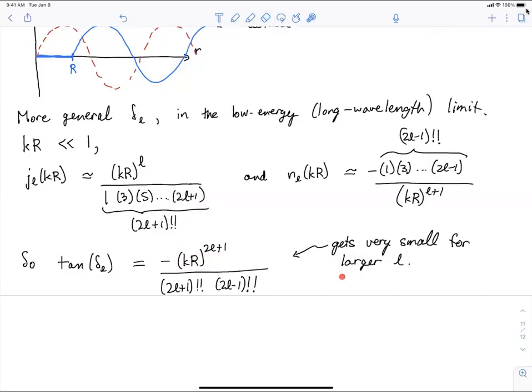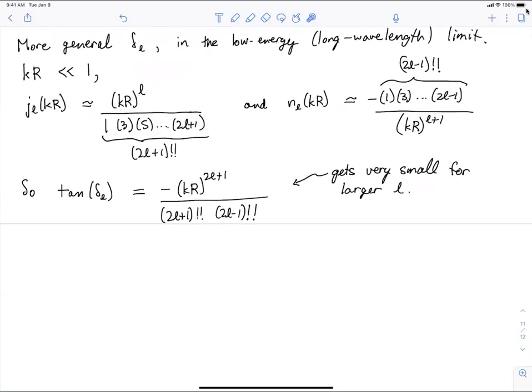And so for even reasonable size k times r, even if k times r isn't that small, these numbers just get irrelevant extremely fast. And so that's a good motivation to only keep the lowest few L's. In fact, often you just keep L equals 0. Okay, so keep only L equals 0 to see what happens.